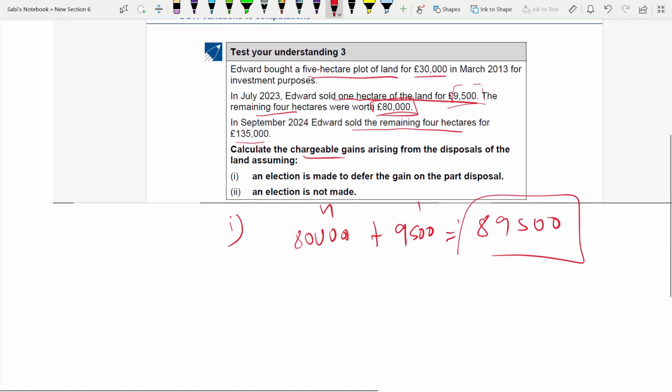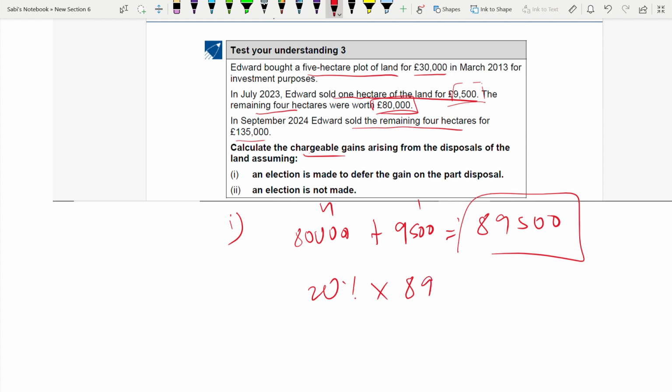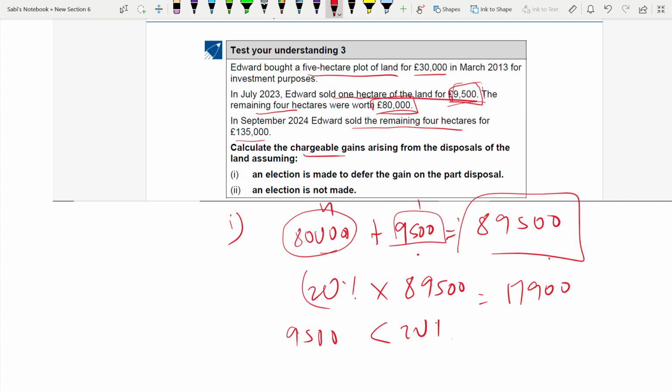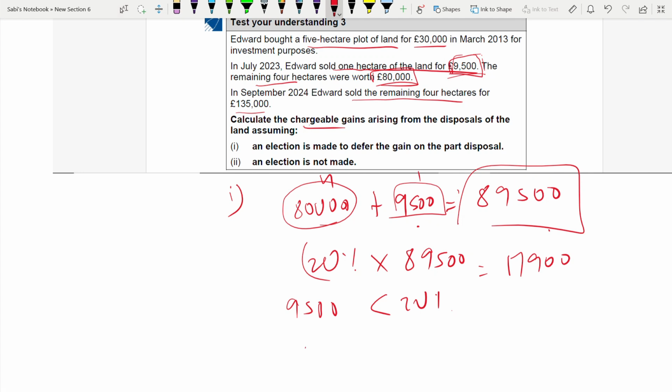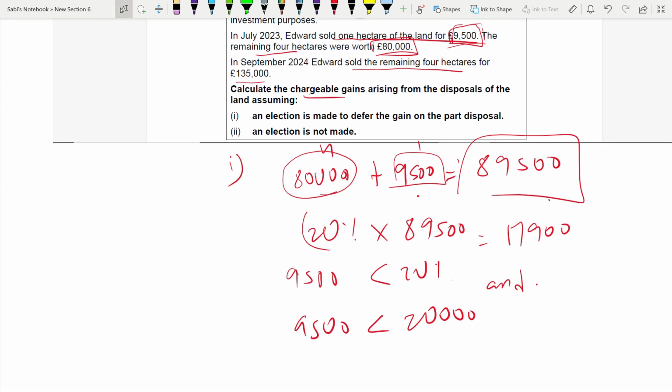This is how you have to do it. Always take the whole thing before and after. Before, the remaining 4 hectares are worth 80,000, and you sold 1 for 9,500, so the total is 89,500. Take 20% of it, which is 17,900. How much did you receive for 1? 9,500. So 9,500 is less than the 20% limit, and it is less than 20,000 also. Both conditions are satisfied, so you can defer the gain. So when you sell the 1 hectare of land for 9,500, no gain will arise.